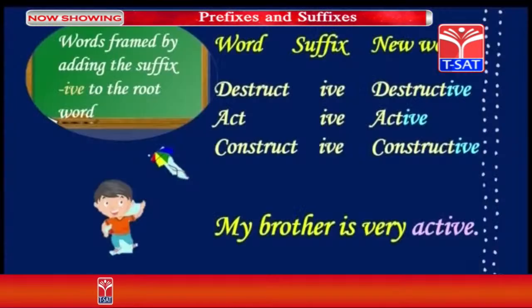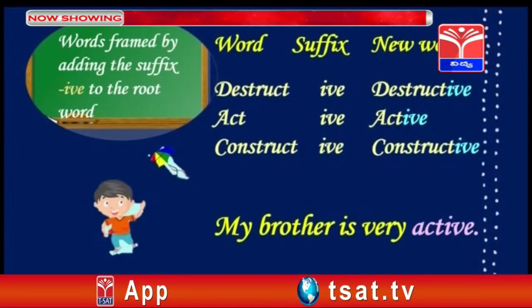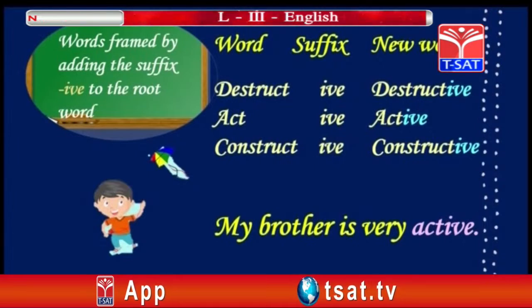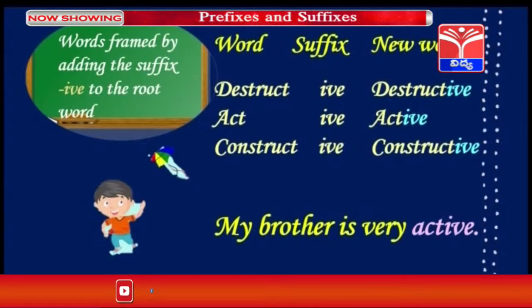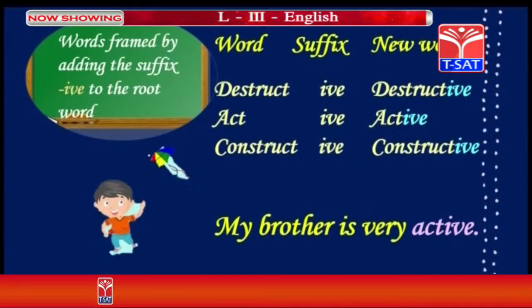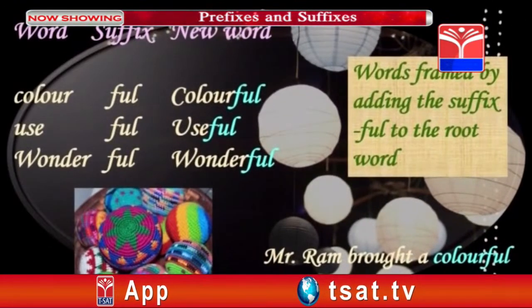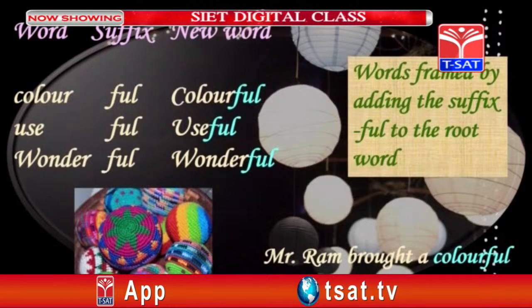Words framed by adding the suffix -ive to the root word. For example, destruct plus -ive becomes destructive. In the same manner, act plus -ive becomes active. Construct, constructive. My brother is very active. Here we are with our next example.